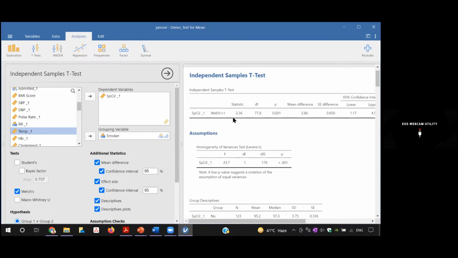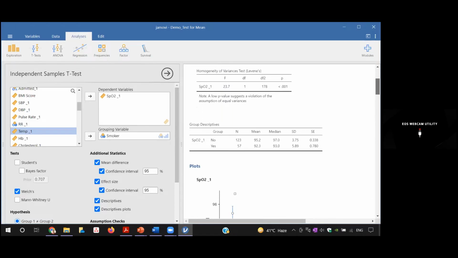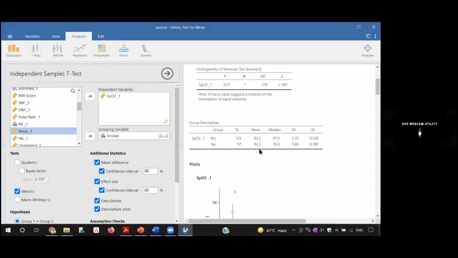This is the SpO2 and Welch t statistic is 3.36 with 77.8 degrees of freedom. And you can see it is highly significant. And there was a difference of 2.86. So in SpO2 level, there was a difference of 2.86 between smoker and non-smoker. And here you can see in smoker, this was less, and in non-smoker, this was more, the SpO2 level. So the SpO2 levels were 2.6 units more in non-smokers than in smokers.